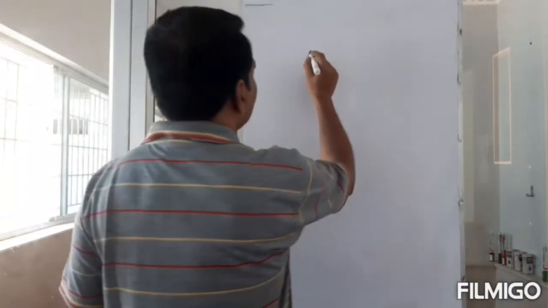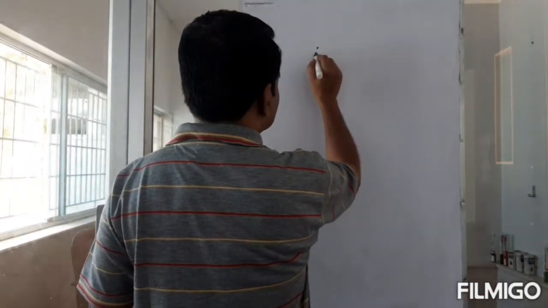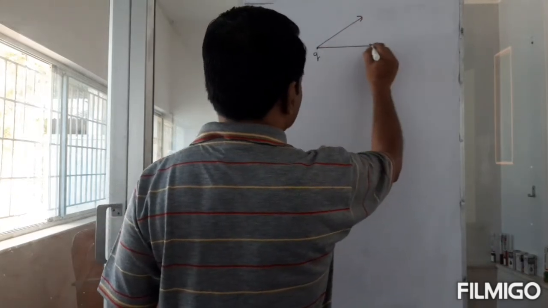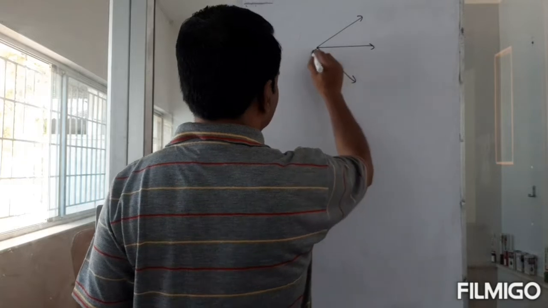Let's summarize this. So you have a charge, and then let's suppose that there is a number of flux lines which is coming out of the charge, like this.